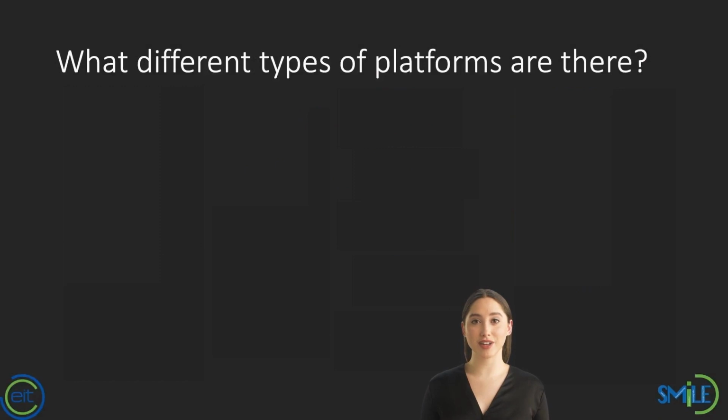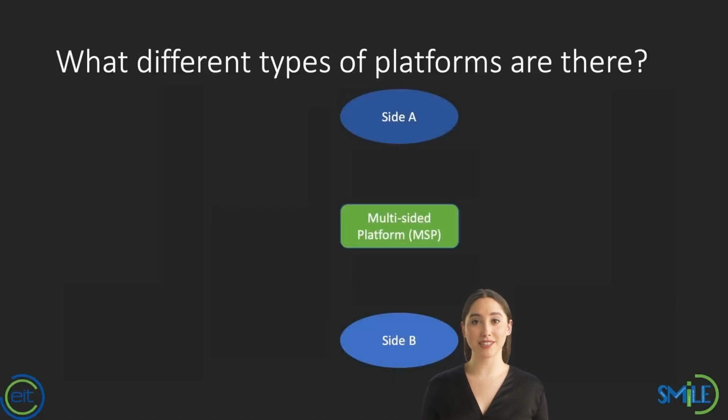We have just seen that the concept of platform is rather broadly defined, especially in the digital context. That is why we now take a closer look at a classification of platforms into different types. The first, and probably most special type of platforms, is called multi-sided platform. This type combines two key characteristics.